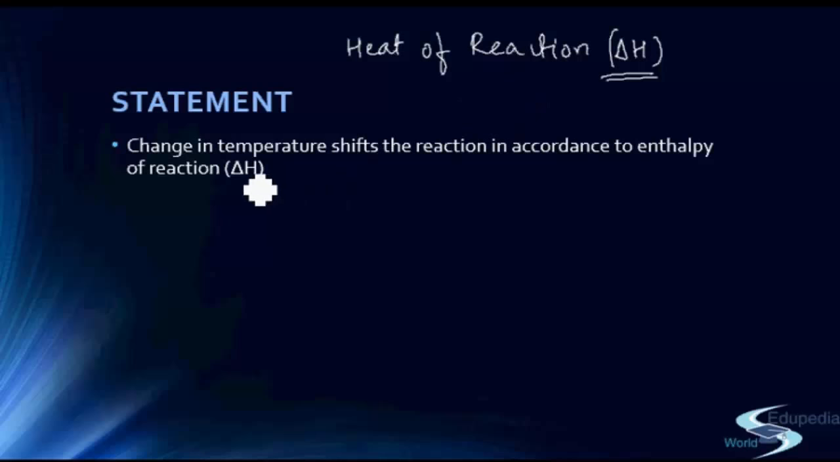Okay, so for example, if delta H is greater than 0, it will shift in a particular direction. If delta H is less than 0, then another direction, and if delta H is equal to 0, then maybe something else will happen. So the dependence of temperature on a chemical equilibrium, or even on a physical equilibrium, will depend simply on the value of delta H. Okay, in a few minutes we'll look at the details of delta H.